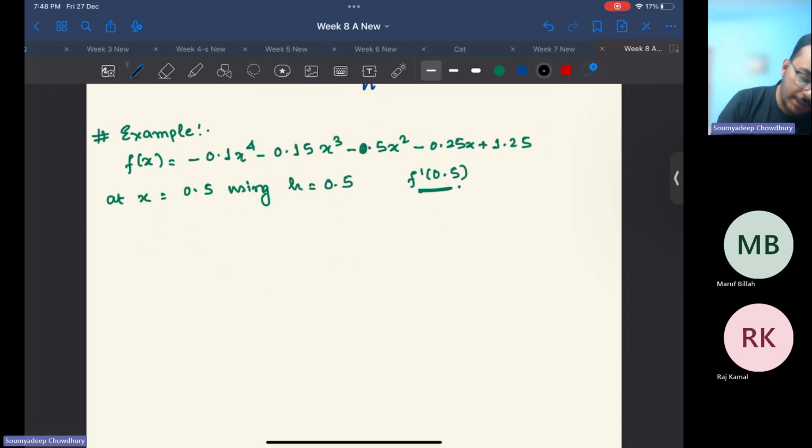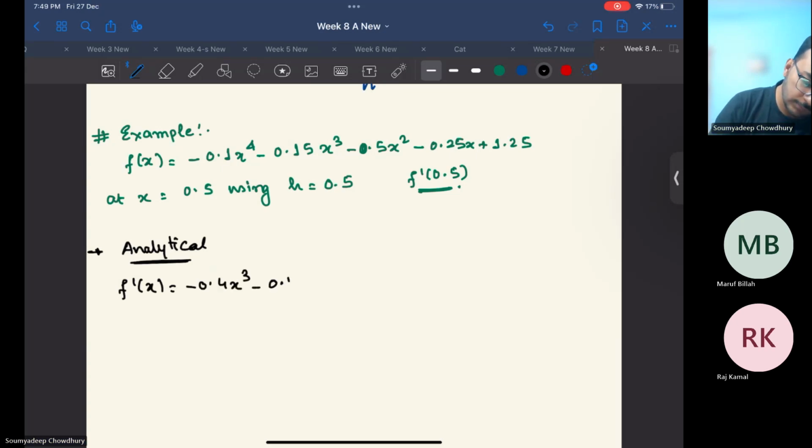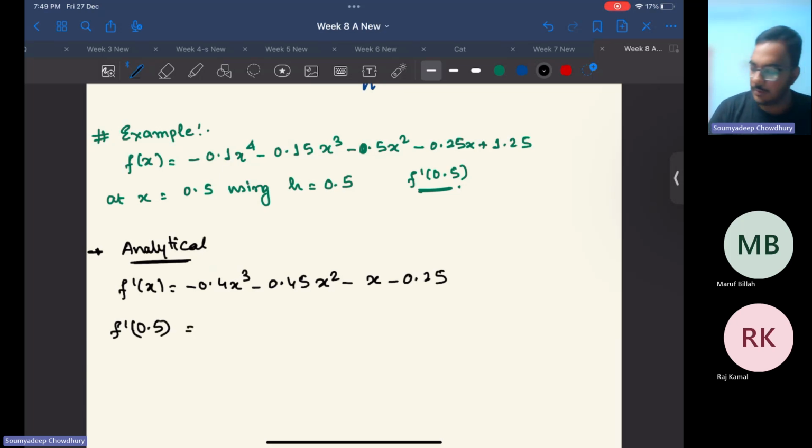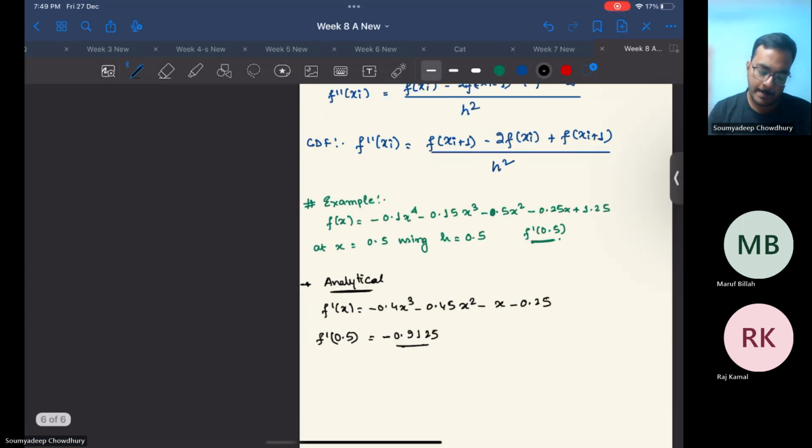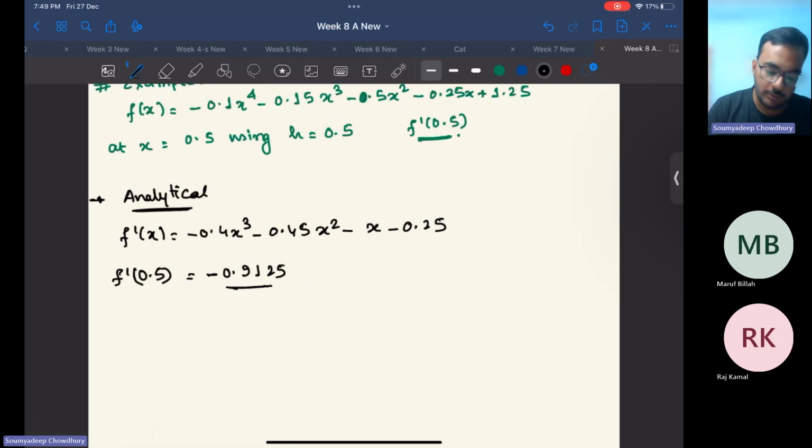So first we use the analytical method and find out the true value. Analytically, we can differentiate f dash x, which is minus 0.3 x square minus x minus 0.25, and if we substitute x equal to 0.5, it gives us minus 0.9125. So this is my actual or true value.